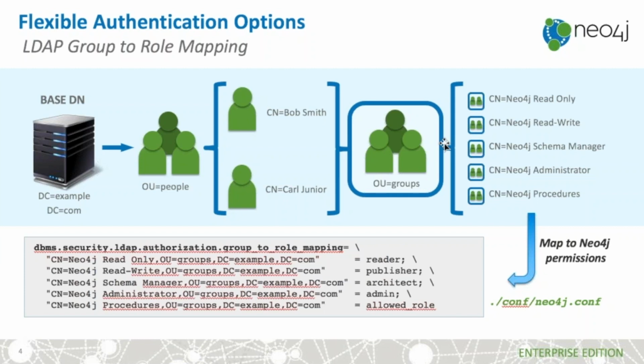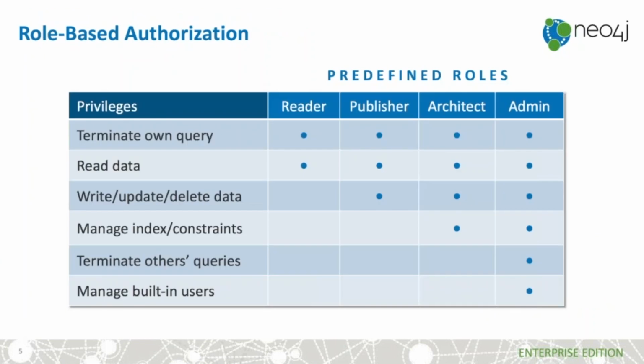So you then need to map these Neo4j permissions, again in the neo4j.conf file. So we map this Neo4j read-only group that you specified in your LDAP to this system keyword called reader. You can map it to the system keywords publisher and architect, things like that. So the question then is what are these system keywords reader, publisher and architect? Here we have defined 4 predefined system roles, and they are reader, publisher, architect, and admin.